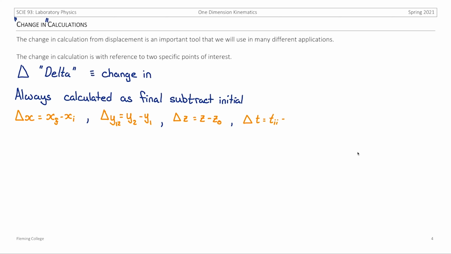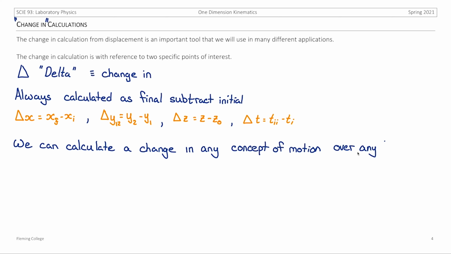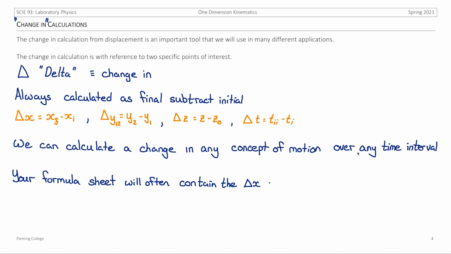We can calculate a change in any quantity over any time interval as well. And we'll look at what that means in a minute. I want you to be comfortable with the fact that the change in can be applied to everything, even though the formula sheet that you're going to get will only contain the delta x version. If you want to work in y, z, r, or any other components, you just change out the x component for the component you are working with.